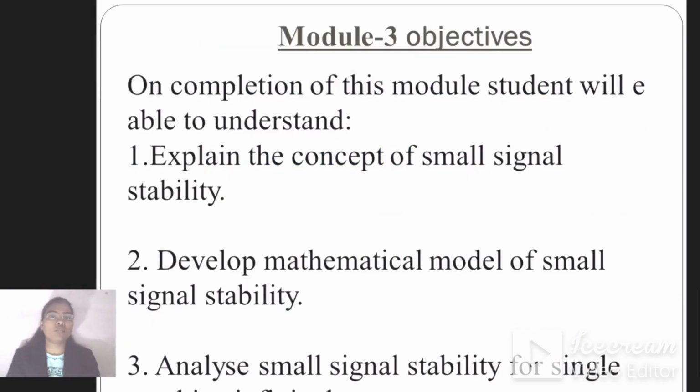So till now we have studied stability, we have classified stability and started with the rotor angle stability problem. We developed the dynamic equation of a synchronous machine, and then we studied the single machine connected to an infinite bus system, and we developed the swing equation for that single machine and infinite bus system.